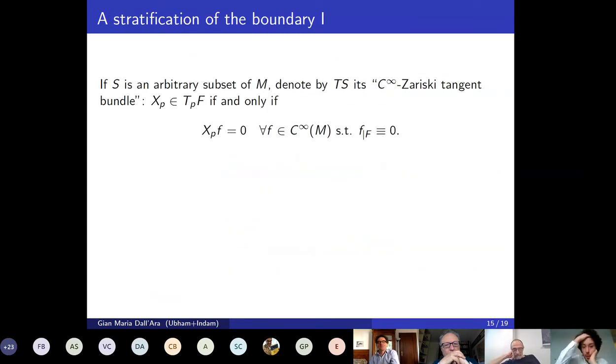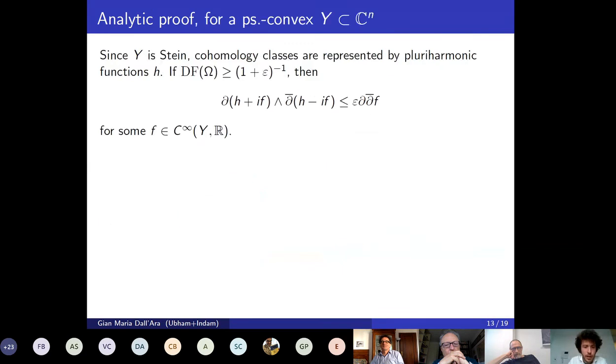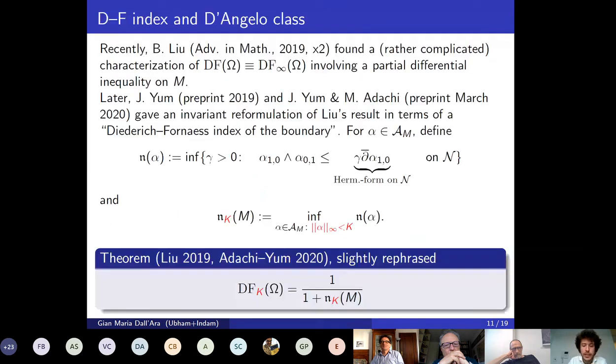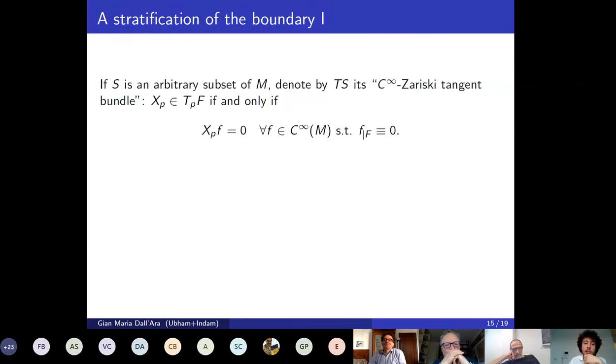Okay, what I want to talk about now is a final improvement over this theorem. Let me go back to the Adachi and Hume theorem relating the Diederich-Fornaess index and this norm nk of M. Okay, what is this improvement? This improvement involves a stratification of the boundary of a smooth pseudoconvex domain.